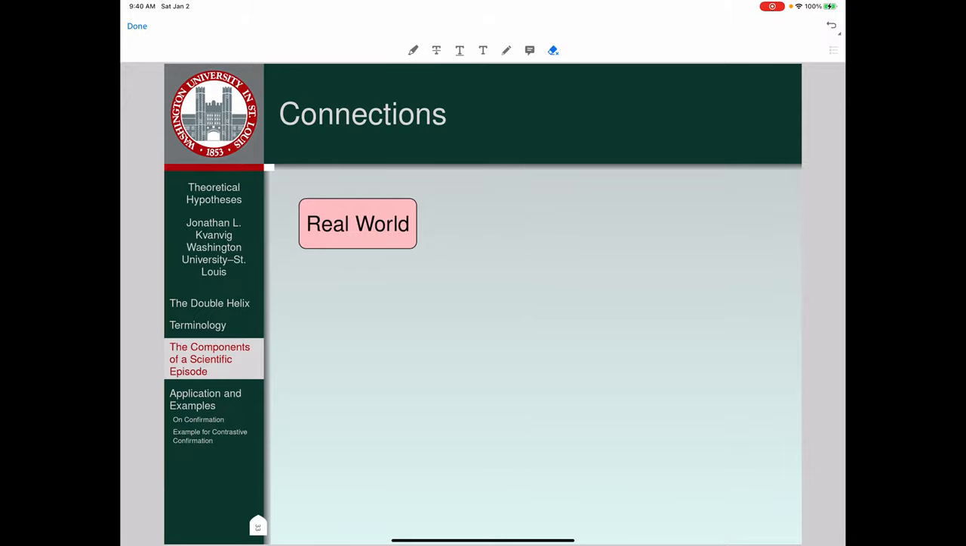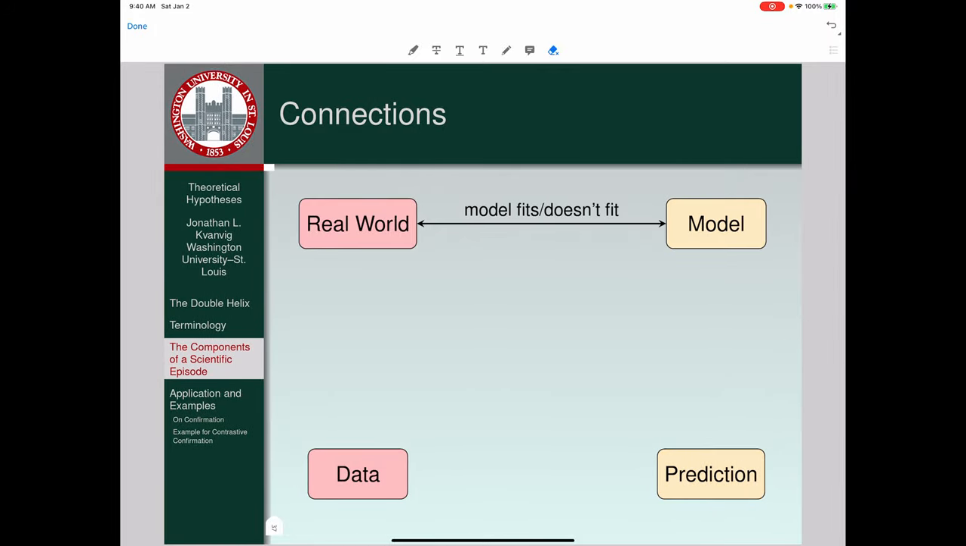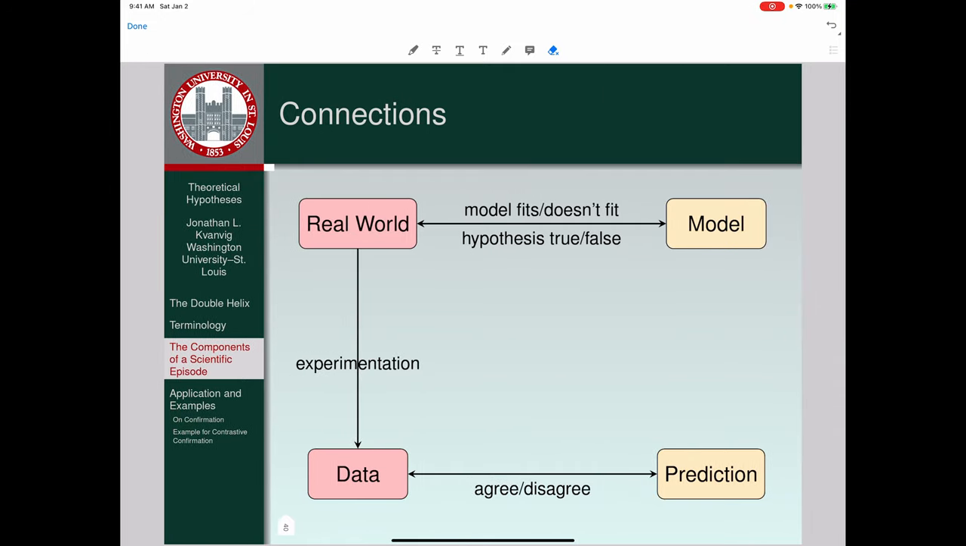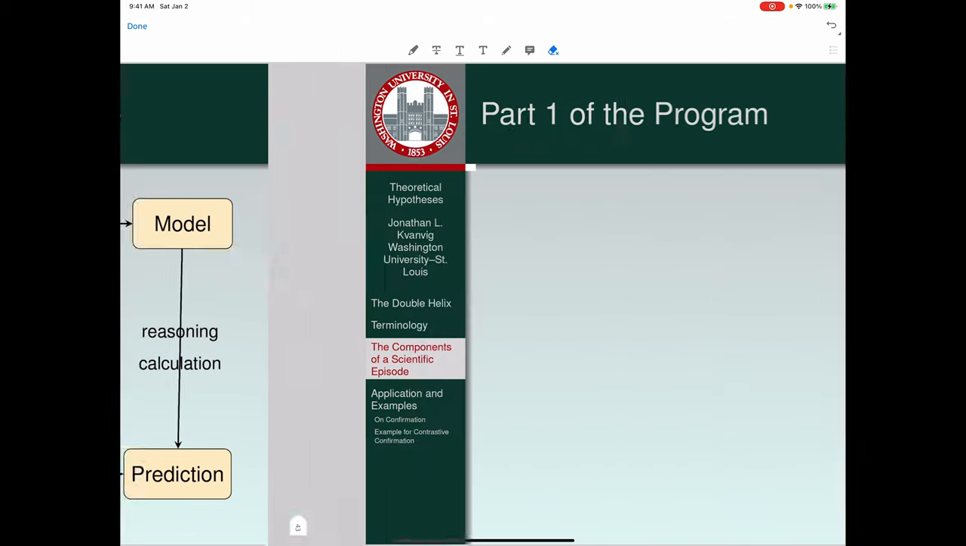What are these connections to be understood in terms of? Well, we start with the real world, the model, the data, and the prediction. The model either fits or doesn't fit the real world. So that's the first connection that we see. And when we formulate a theoretical hypothesis about the connection between the real world and the model, that hypothesis is either true or false, depending on whether the model fits or doesn't fit the real world, the part of the real world being theorized about. When it comes to the connection between data and prediction, the data and the prediction, again, either agree or disagree. The connection between the real world and the data is a matter of experimentation and observation. And the relationship between the prediction and the model is a matter of reasoning and calculation. So those are our arrows.